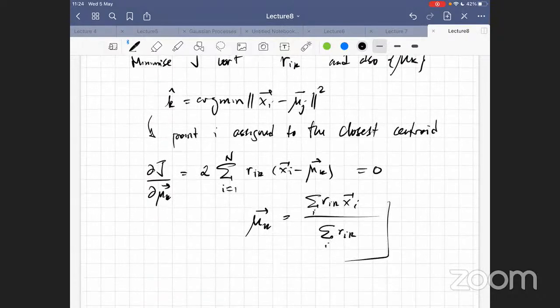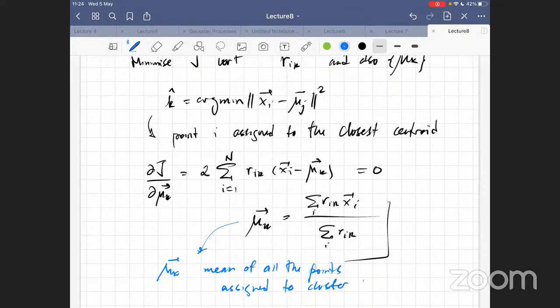So in other words, this mu k is just the mean of all the points assigned to cluster K. Note that here the denominator is just the number of points, this is just nk, the number of points assigned to K, because this is one for the points belonging to K and 0 for the rest of the points. So this is an intuitive thing to do, right?